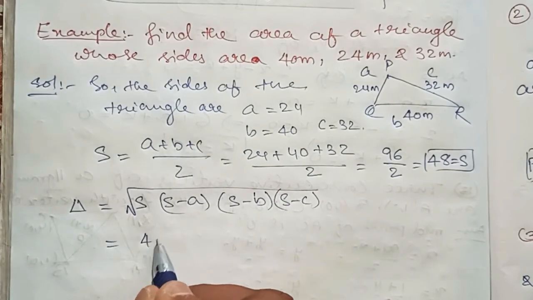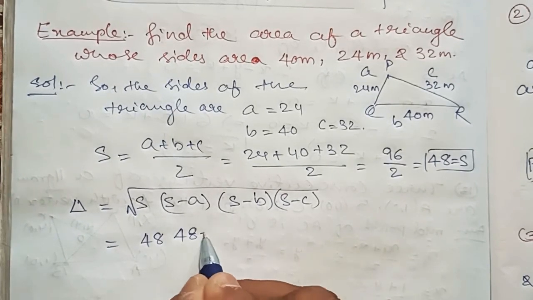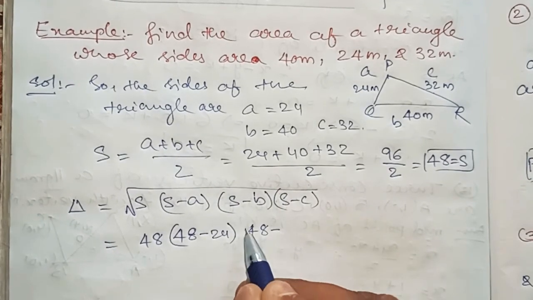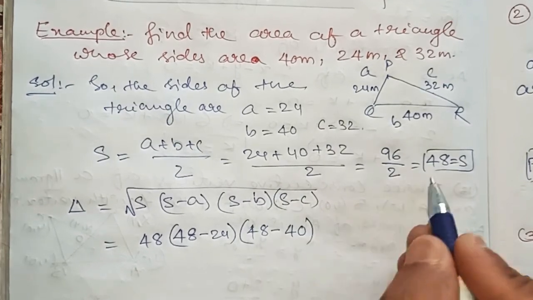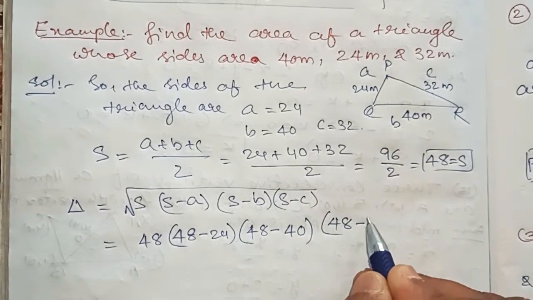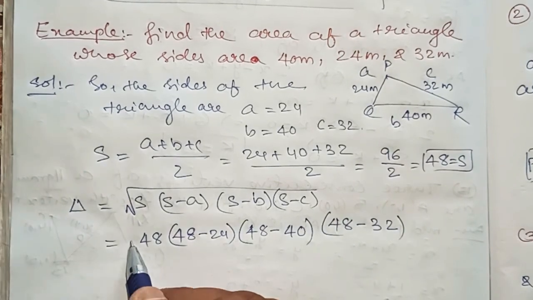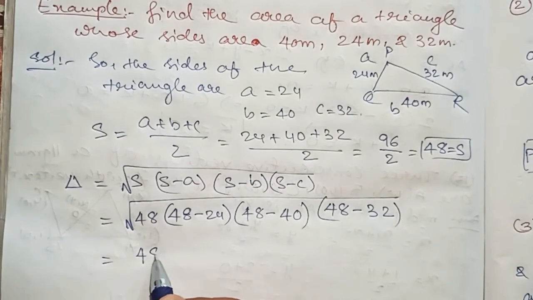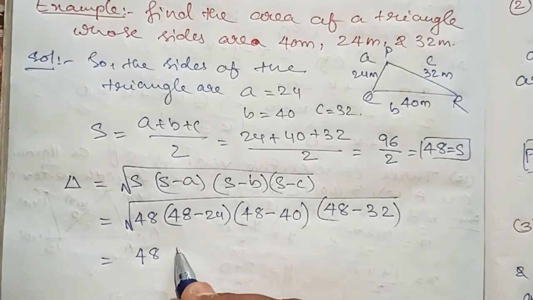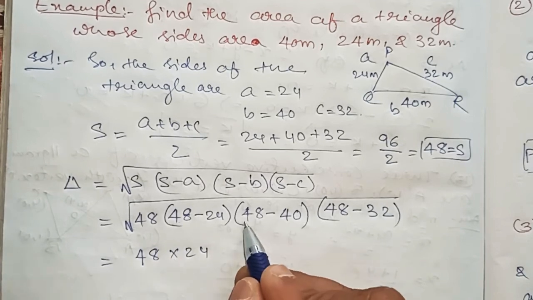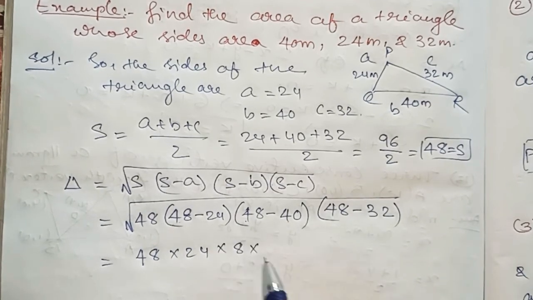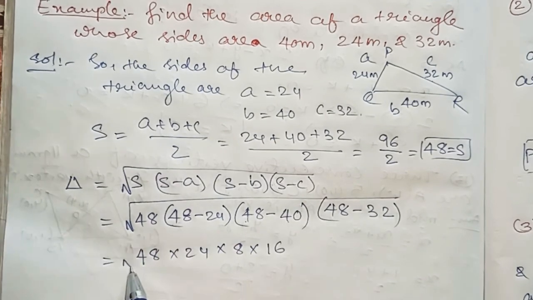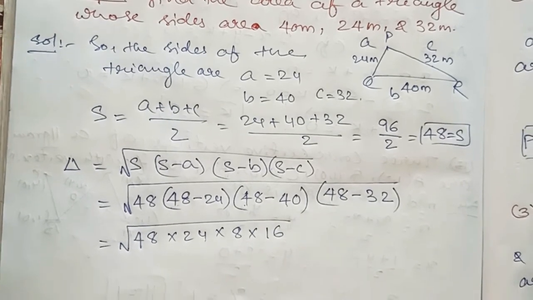What is S? S is 48. 48 minus A is how much? A is 24. 48 minus B is how much? B is 40. 48 minus C is how much? C is 32, all under the square root. Now 48 will be as it is. 48 minus 24 is 24. Write a multiplication sign. 48 minus 40 is 8. Write a multiplication sign. 48 minus 32 is 16. So we got this multiplication.